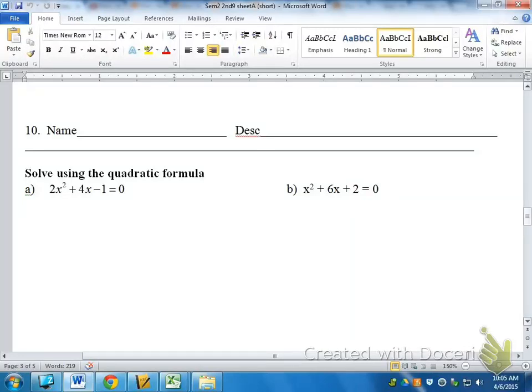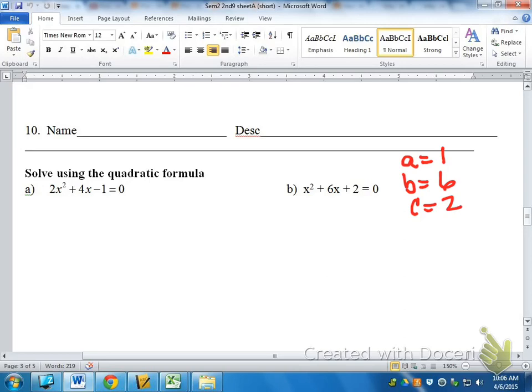Sheet A, fourth quarter, 10b. We are solving a quadratic equation with the quadratic formula. So the very first thing that we're supposed to do is find A, B, and C. So what does A equal? If it's x squared plus 6x plus 2 equals 0, what's A? 1. What's B? 6. And what's C?